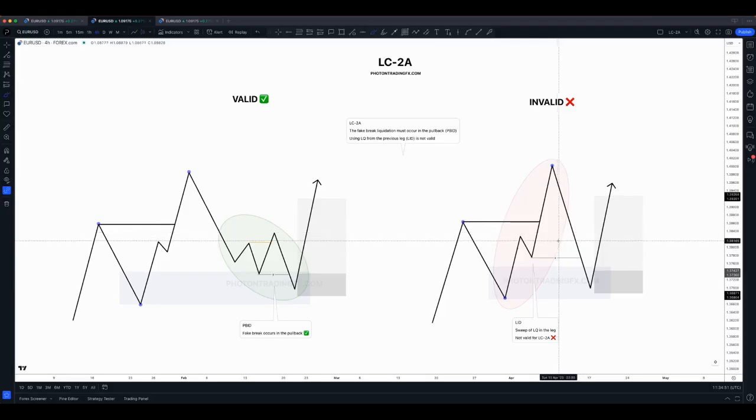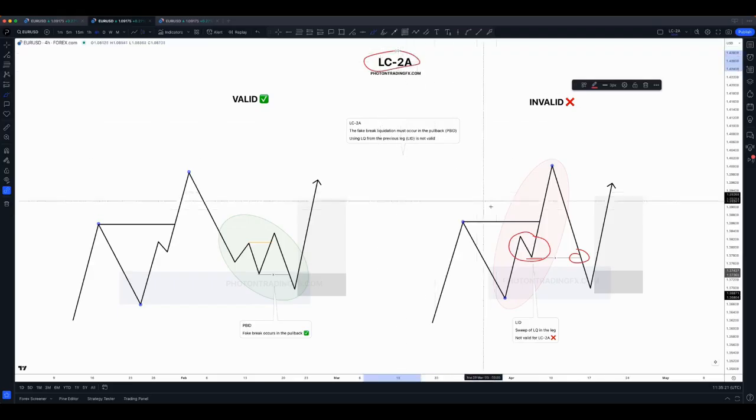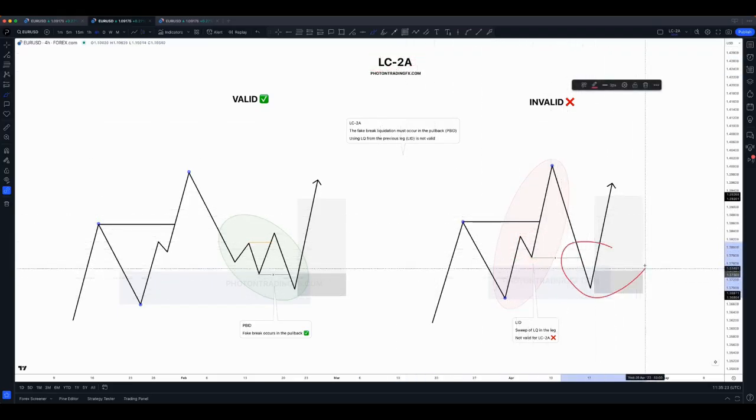Okay, this is where it has been built and taken in the pullback. This is a mistake I'm seeing quite often, and it's not valid for this specific entry model, okay? Why? Well, this is where the pullback starts from, right? Once we get the pullback here, it's just a straight movement down and a straight movement up. There is no liquidity built or taken in the pullback. The only strong liquidity that is taken, it's in the leg to the left, right? Denoted by this red area. This is the leg to the left. There is a strong low here, okay, and that has been liquidated, but that is not part of this entry model, okay? For LC2A, it must be in the pullback.